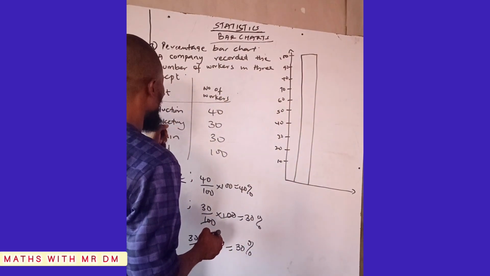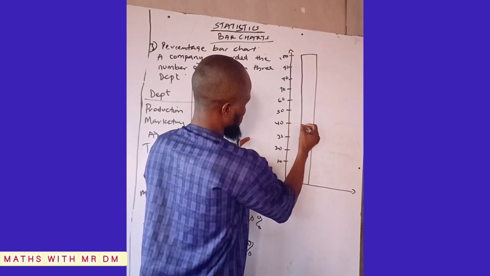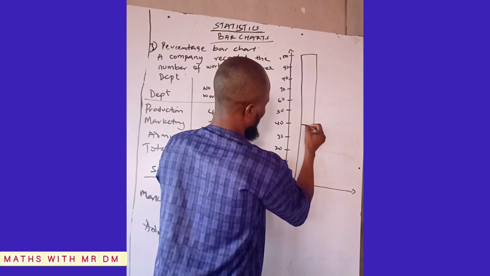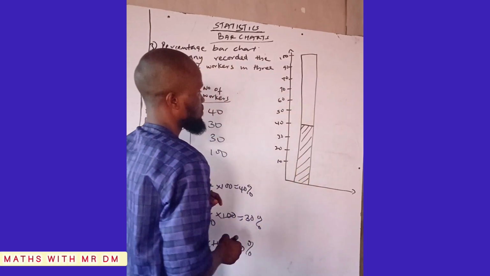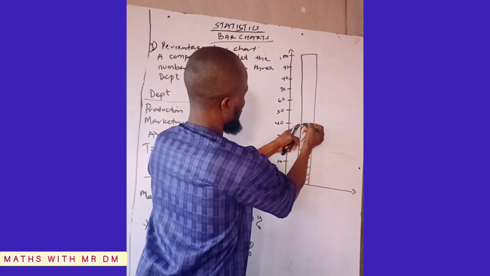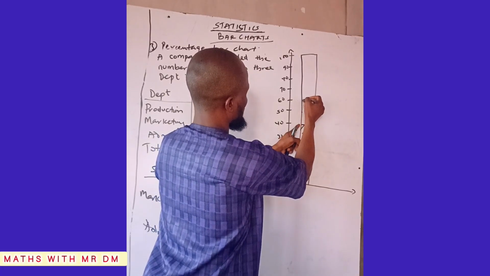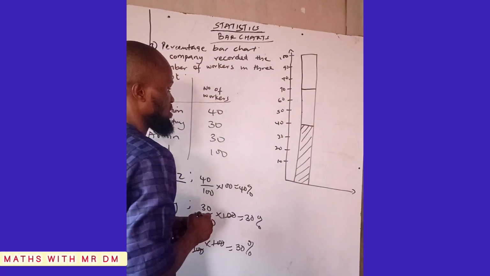Alright, so the first is 40% production. Production is 40%, that's 0 to 40, which is this. Let's use this sign to differentiate it. The next is marketing, which is 30%. From here to there is 10, 20, 30. So this is 30. Let's just keep it like that to start shading for marketing.